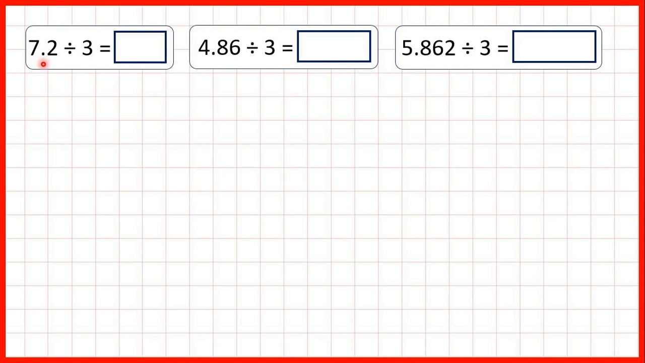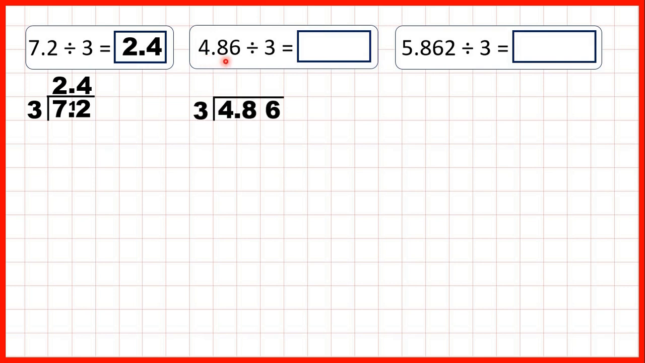Now we need to divide a decimal by a whole number. First, we have 7.2 divided by 3. We can write this out as a short division, but we need to remember to copy the decimal point up into our answer so that it's directly above the decimal point in the number that we're dividing. Now we can just use short division. So 7 divided by 3 is 2 remainder 1, because 2 times 3 is 6, then we need 1 more to get to 7. And now 12 divided by 3 is 4, so our answer is 2.4.